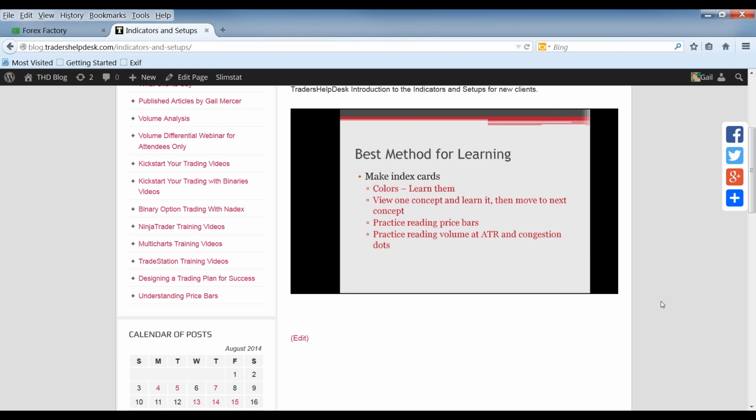Okay? But one of the simple things is, look, make index cards for yourself with the colors for each indicator. So you would have an index card for the ATR indicator, and it would tell you what all the colors mean. You would make an index card for the ADX, and it would tell you what all of the colors mean. When you start reviewing the videos, start out with the price bars, practice it, go back and watch the video again, go back and practice it again. And this really helps you to learn the materials.